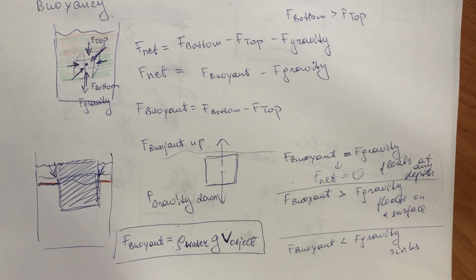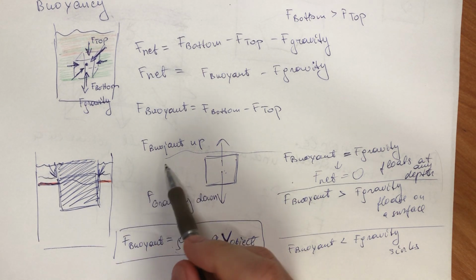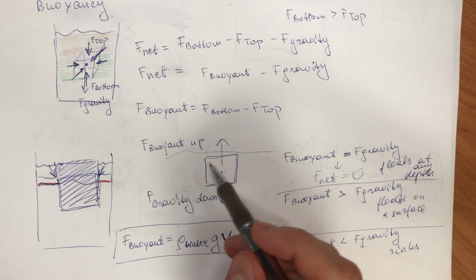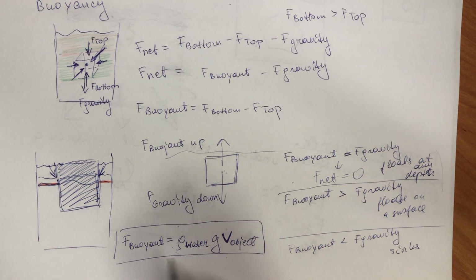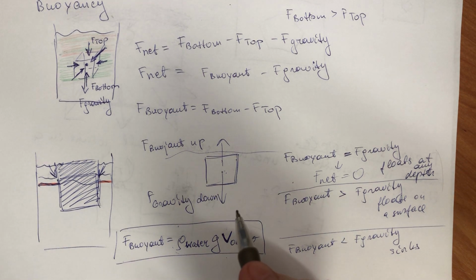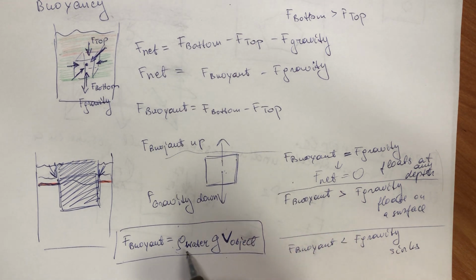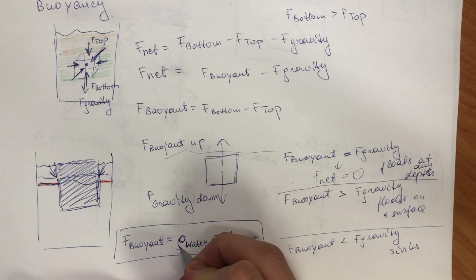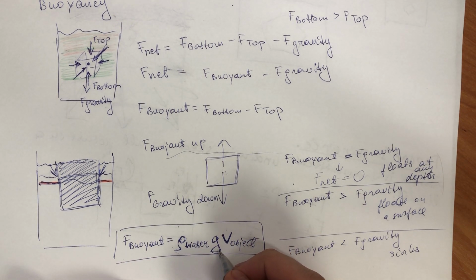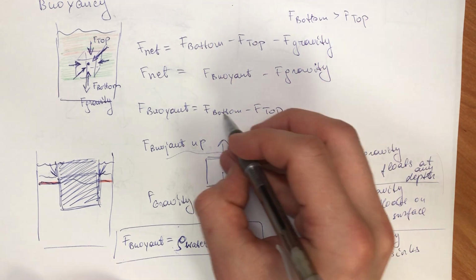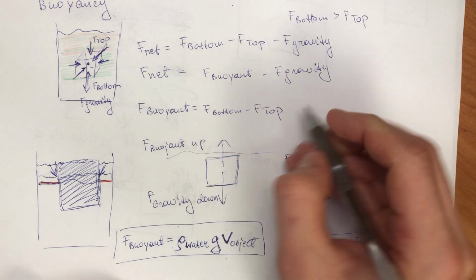Let's go back. So we talked about buoyant force, and it can be shown that this buoyant force is equal to the density of water times the gravitational acceleration g and the volume of the object. So how this equation can be developed is that we can see here that F buoyant is F bottom minus F top.